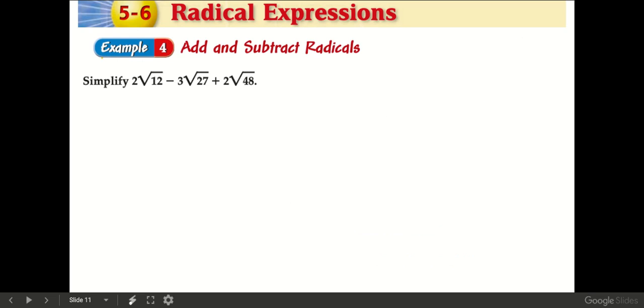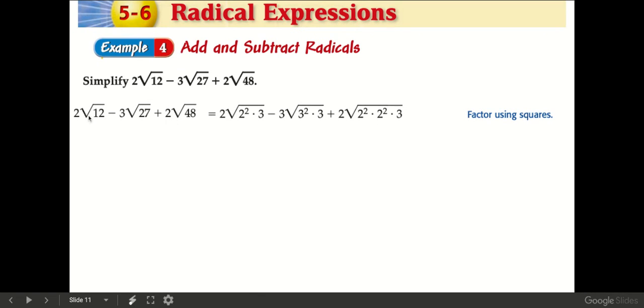So let's take a look at a problem here. They want us to simplify 2 radical 12 minus 3 radical 27 plus 2 radical 48. So again, I have different radicals here, but I can simplify those radicals. 12 can be simplified into 2 squared times 3. And 27 can be simplified into 3 squared times 3. And 48 can be 2 squared times 2 squared times 3, factoring them apart from each other.